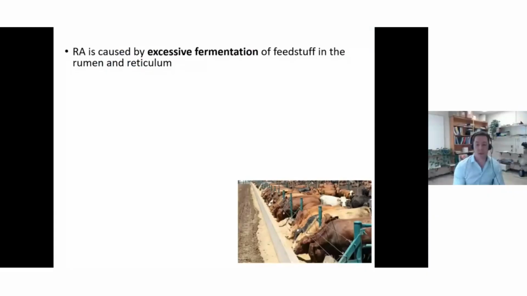As you probably all know, this disease, ruminal acidosis, is caused by excessive fermentation of feedstuff in the reticulorumen compartment of cattle. I didn't say that, but we're going to mainly focus this talk on cattle. Only a few comments about small ruminants, but it's going to be about ruminal acidosis in cattle. An extremely common disease.